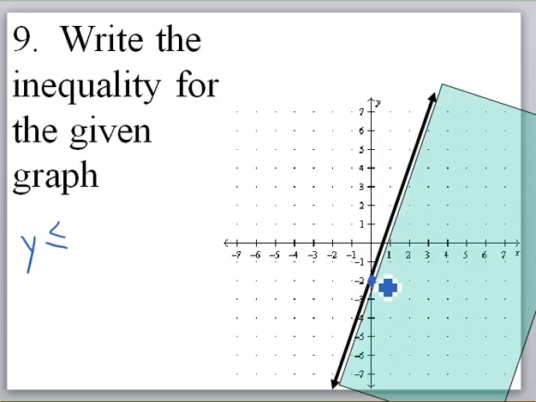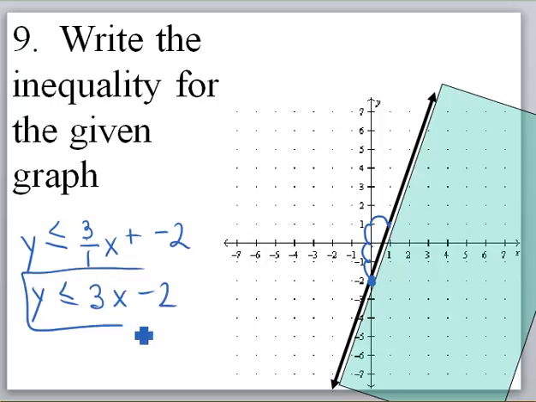It goes through at negative 2, so I know my b is negative 2. And it rises 1, 2, 3, and it runs 1. So it goes up 3 and runs 1. So that means my slope is 3 over 1. And I'll put my x and I'll put plus. So really what I can state this to be is just y is less than or equal to 3x minus 2.